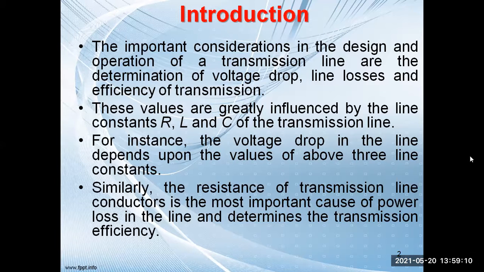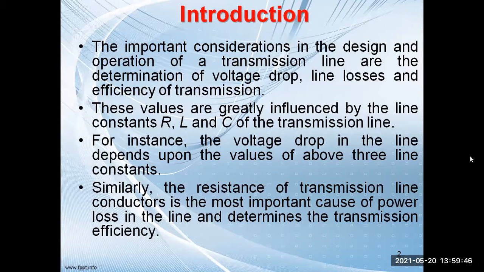So these values are greatly influenced by the line constants R, L, C of the transmission line. For instance, the voltage drop in the line depends upon the values of these three line constants. We'll see how the voltage drop depends on the RLC parameters. Till now we know how to calculate them for a given transmission line. Resistance is a very straightforward thing; it will normally be given. Inductance and capacitance you are supposed to calculate, and you know the process.